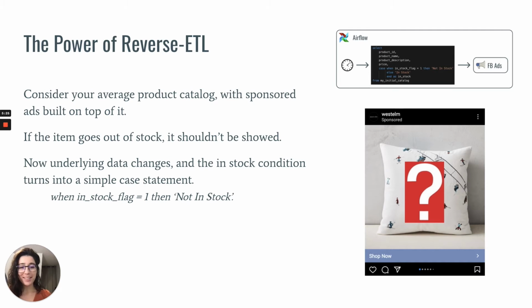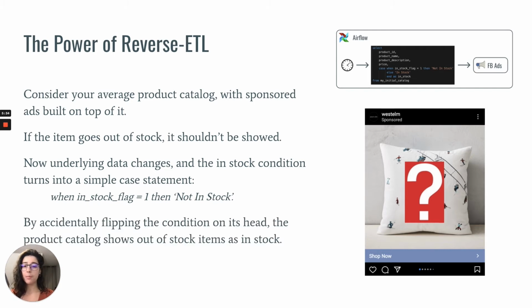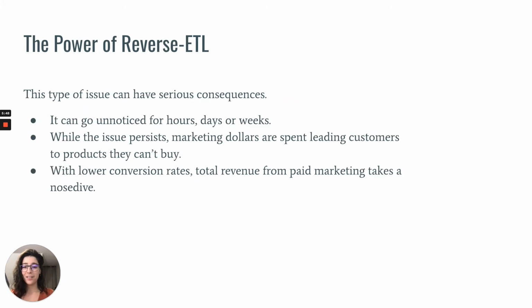Changes happen quickly, especially in a startup. You need to move fast. It was almost too obvious and missed in a pull request review. So by accidentally flipping the condition, the product catalog is actually only showing out of stock items. This is a product catalog, remember, with ads built on top of it, and those ads are paid ads.